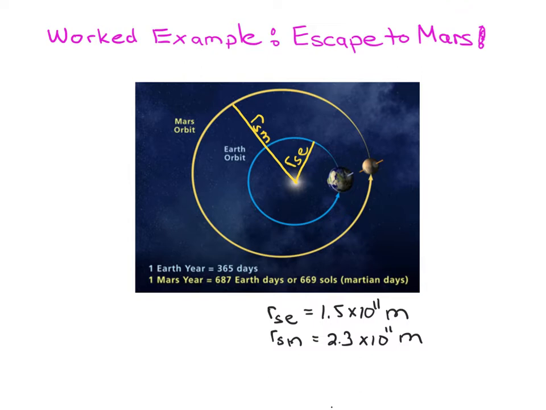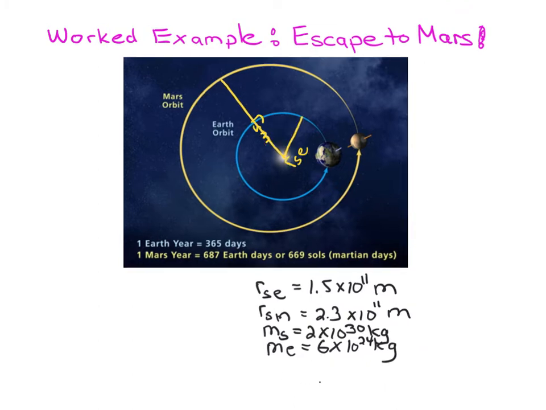And a couple of other relevant numbers. The mass of the sun, which we'll call m sub s, is about 2 times 10 to the 30th kilograms. And the mass of the Earth, obviously a lot less, is about 6 times 10 to the 24th kilograms. And let's also list the mass of Mars, which we'll call m sub m. Mars is about a tenth the mass of Earth, so only 6 times 10 to the 23 kilograms, very roughly.